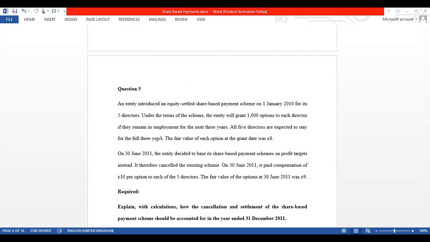So you see, when I change the date to 2011 like this, the 2010 would have been done. That is what we did, the 2010, by multiplying the 5 by 1,000 options, multiplied by 8 first. Then we did 1/3 because at this point there is no cancellation. And you gave me the answer to be 13,333. So this would have been 2010.